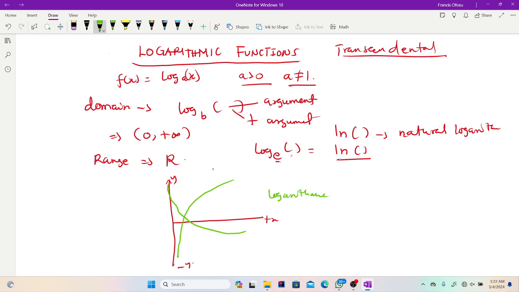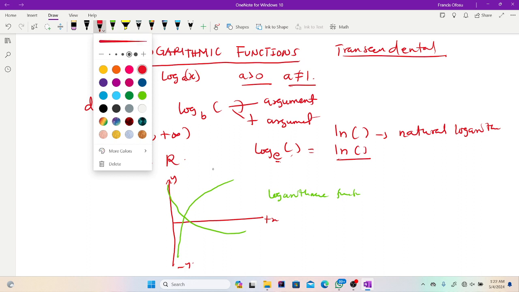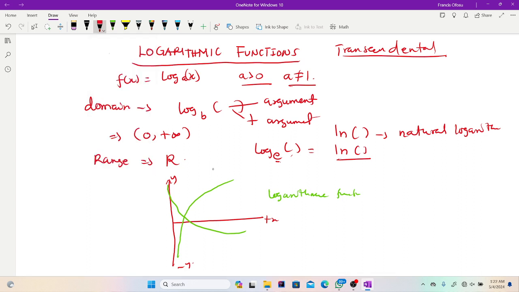You can have examples of logarithmic functions such as, let's say, log to the base 2 of 3x. Yes, you can also have something like log to the base root 7 of x. They are all logarithmic functions. Okay, so take note. This is the end of this section.